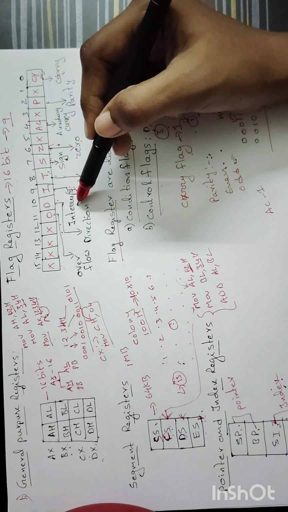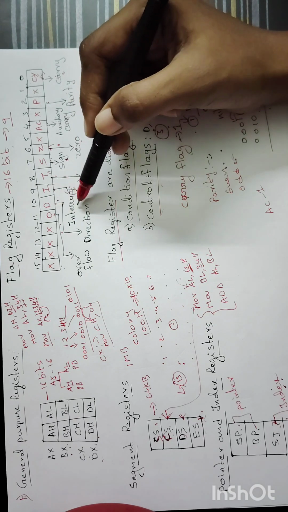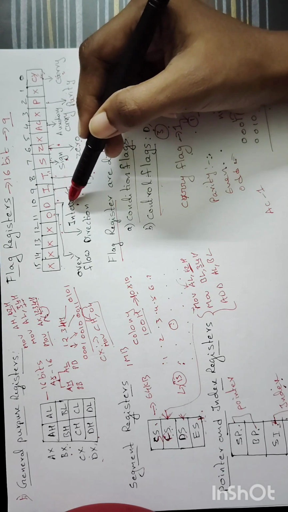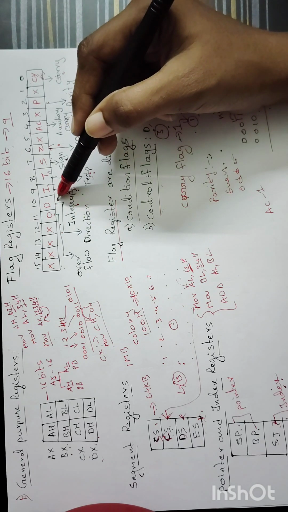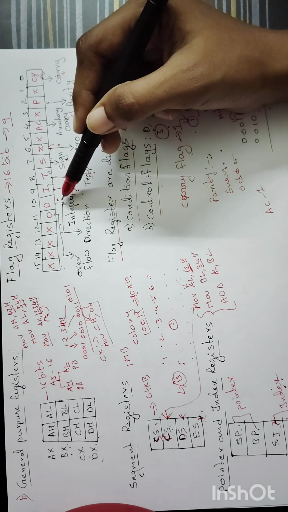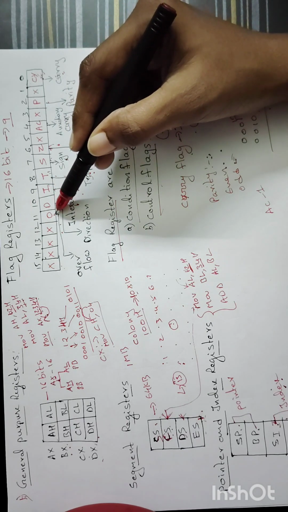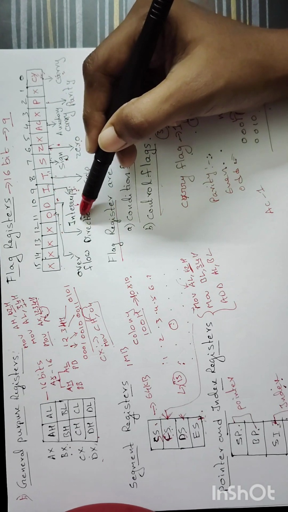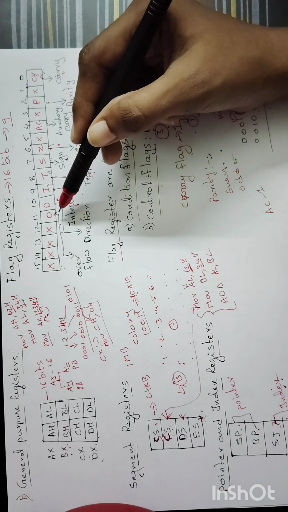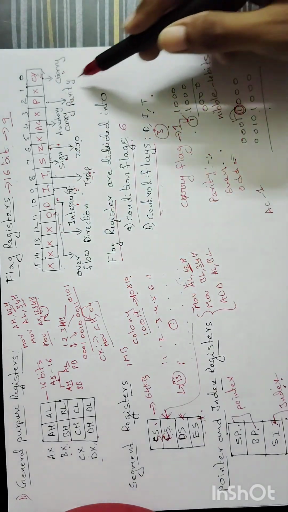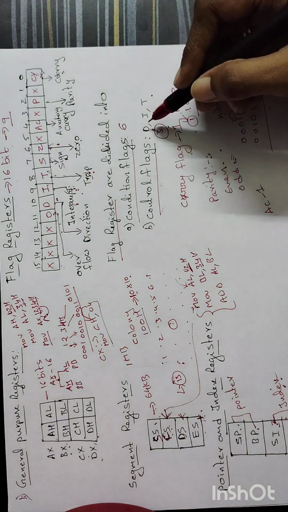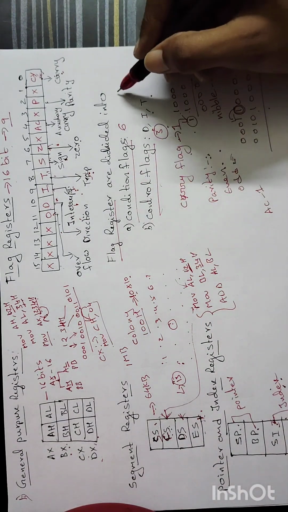The next one is the direction flag. If this flag bit is 0, the string is processed beginning from the lowest address to the highest address. If this flag bit is 1, then the string is processed from the highest address towards the lowest address. So this is about the different flag registers, a total of 9 flags.